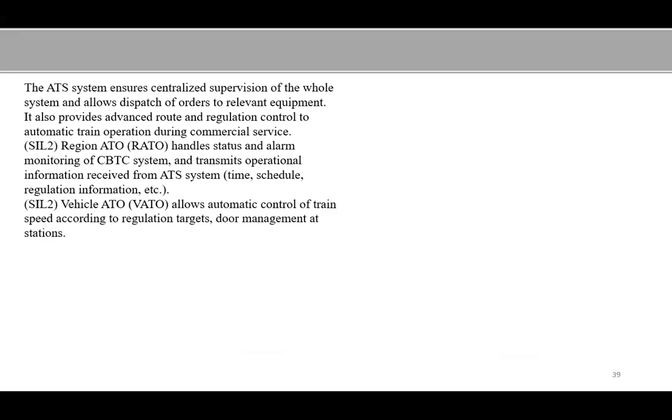Now, the ATS is a centralized supervision system. It is taking control of the regional ATO for every individual station. And also it is giving information to the vehicle ATO: how to regulate the speed, how to schedule stopping, how to stop, how to proceed, how to manage door opening. Everything is done by the automatic train supervision software.